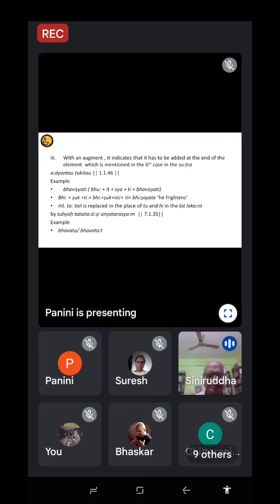So when you say iti, where will you place the iti? Because it is tit, that is Adyantau takitau. I think the sutra is here. Adyantau takitau, sutra 1.1.46. Adi and anta, either at the beginning or at the end, to be used respectively, yathasankhyam anudesha samanam. So when you said takitau, it means tit and kit.